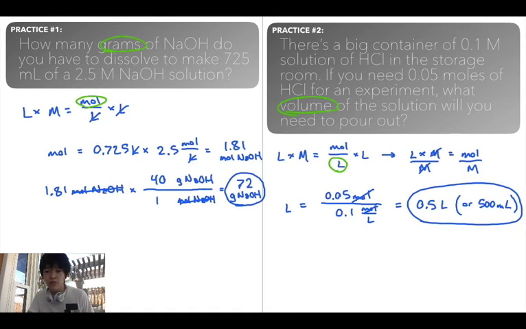Alright, so for number 1, you should end up with 72 grams of sodium hydroxide. And for number 2, since it didn't specify what the unit for the volume should be, you can either leave it as liters or you can change it to milliliters. It's 0.5 liters or 500 milliliters. And the work is right there, so if you didn't quite get the answers like I did, then you can take a look at my steps and compare them to your steps. All right. There's just a little bit more practice. I want you to go ahead and try those, and then I'll give you feedback.